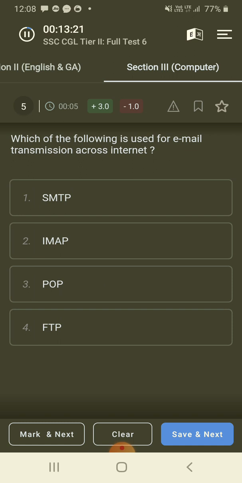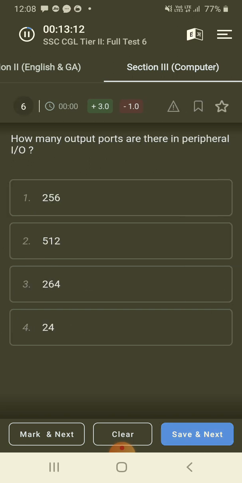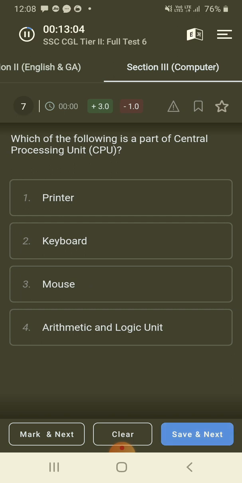Which of the following is used for email transmission across the internet? How many output ports are there in the I/O peripheral? Which of the following is a part of the central processing unit? CPU.